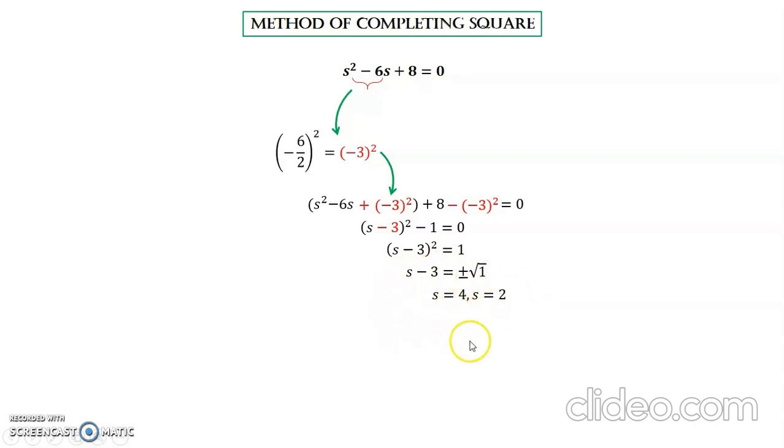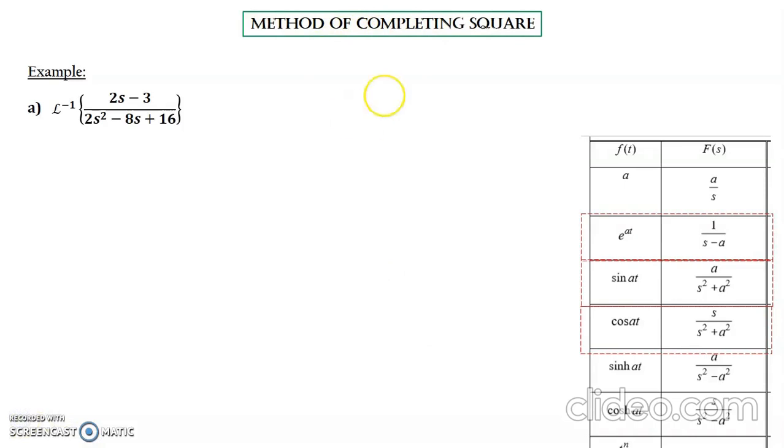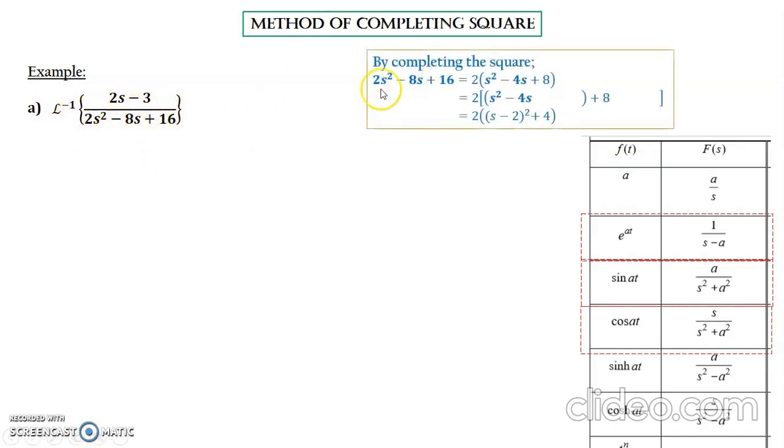Alright. So, this is the method on how to solve your quadratic equation. Alright. So, now let's have a look at the following example on how to use the method of completing square for evaluation of inverse Laplace transform. Okay. So, persamaan soalan dia, inverse Laplace transform of function 2S tolak 3 bahagi 2S kuasa 2 tolak 8S tambah 16. Okay. So, first of all, kita nak fix up denominator function ni menggunakan method of completing square. So, apa kita ada? By using the completing square, 2S kuasa 2 tolak 8S tambah 16 sama juga dengan 2 ni kita factorkan keluar.